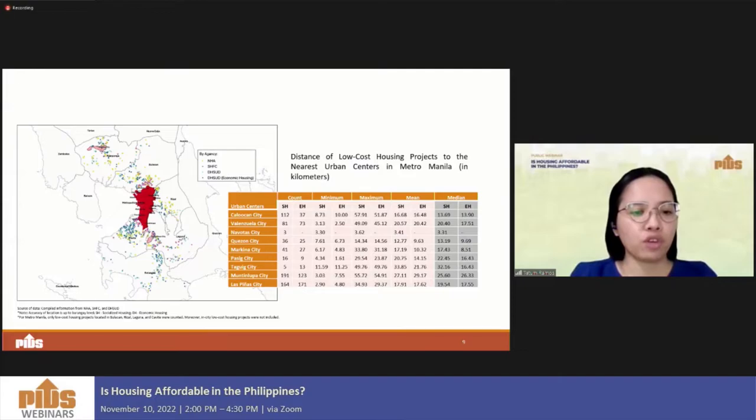We were also able to compile information from the NHA, SHAFC, and DSUD, and we came up with this map that shows the distances of low-cost housing projects to the nearest urban centers in Metro Manila. And we find that many of the projects were actually quite far from the city centers. And this would have, of course, implications on transportation costs, especially if family members are working within the urban centers. Also, transportation costs would need to be considered when we're talking about housing affordability.